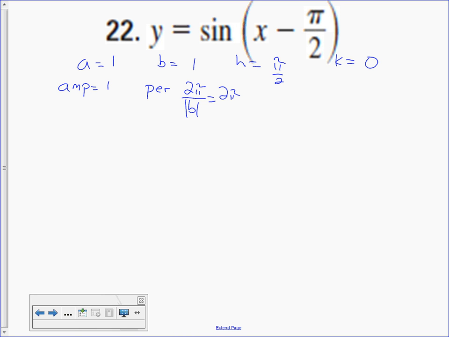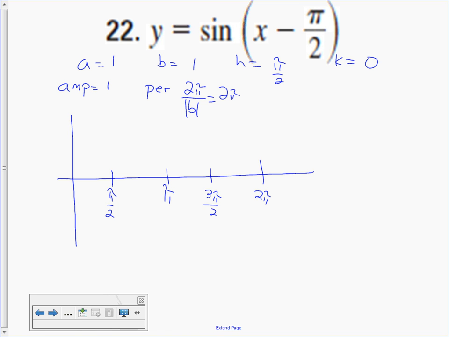So when I go to start my graph, I know I'm going to be shifting it to the right a little bit, so I'm going to end my period here at 2 pi, and just cut it into the corners. And this shift you're going to find out is very, very easy to do, because your corners are already done in halves.